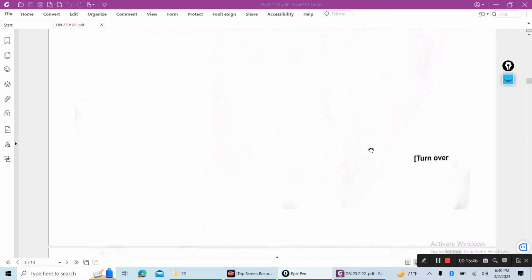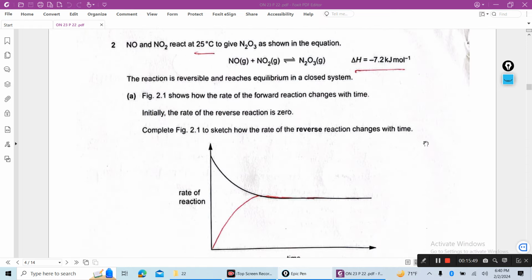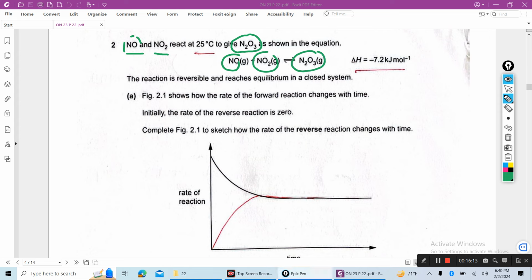Next, come to the next question, number 2. You see, nitrogen monoxide and nitrogen dioxide react at 25 degrees centigrade to give dinitrogen trioxide. The delta H value is negative, so this reaction is an exothermic reaction.